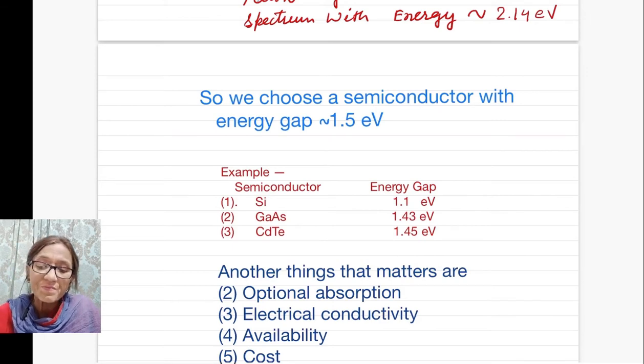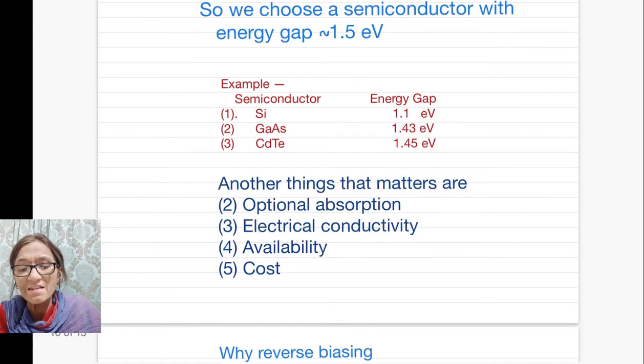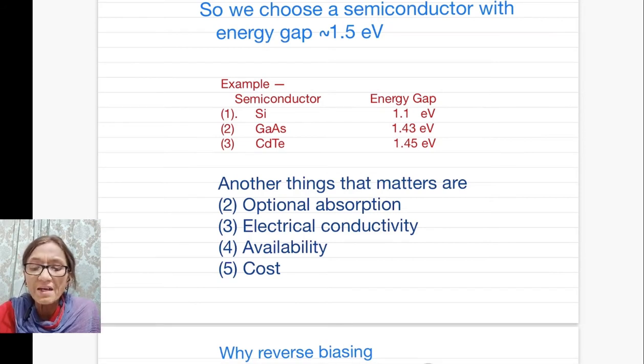Now, this was about energy gap, but this is not the only important thing. There are other important things. Optical absorption. Light is falling on the semiconductor and on the PN junction, and if it is not absorbed, then all these things will not take place properly. So another important thing is optical absorption.